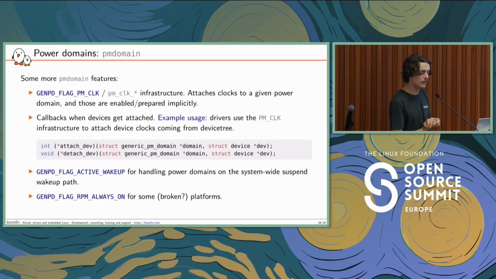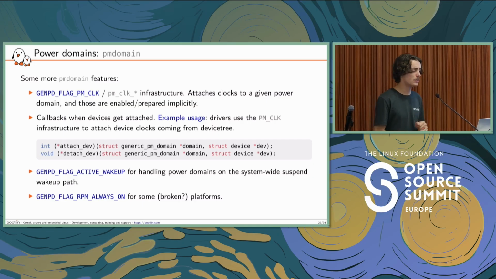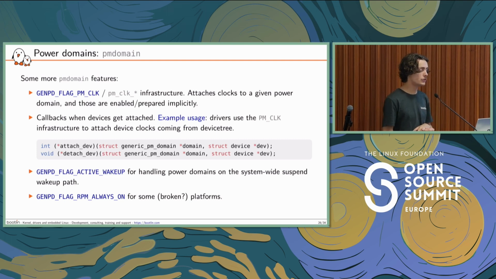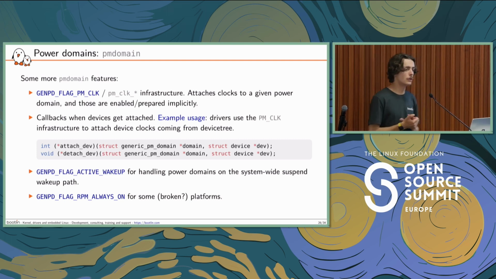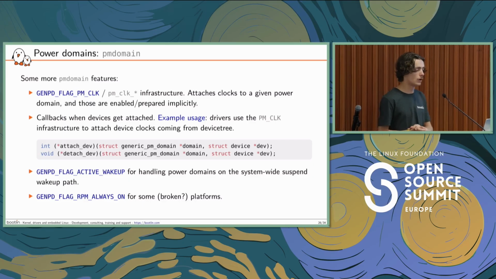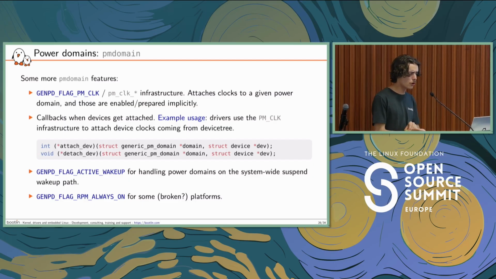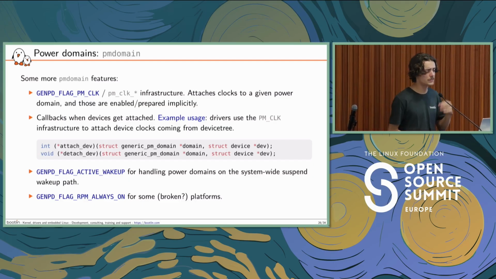I just wanted to give a list of things. Some features: you have what's called PM clock. That's a great way to attach a clock to a given PM domain, so it will do all the clock prepare enable stuff properly, and you don't have every PM domain driver re-implementing that. You can click the link if that rings a bell and looks like what your hardware is doing. You also have some callbacks if you want to do something special whenever a device is attached to your domain.